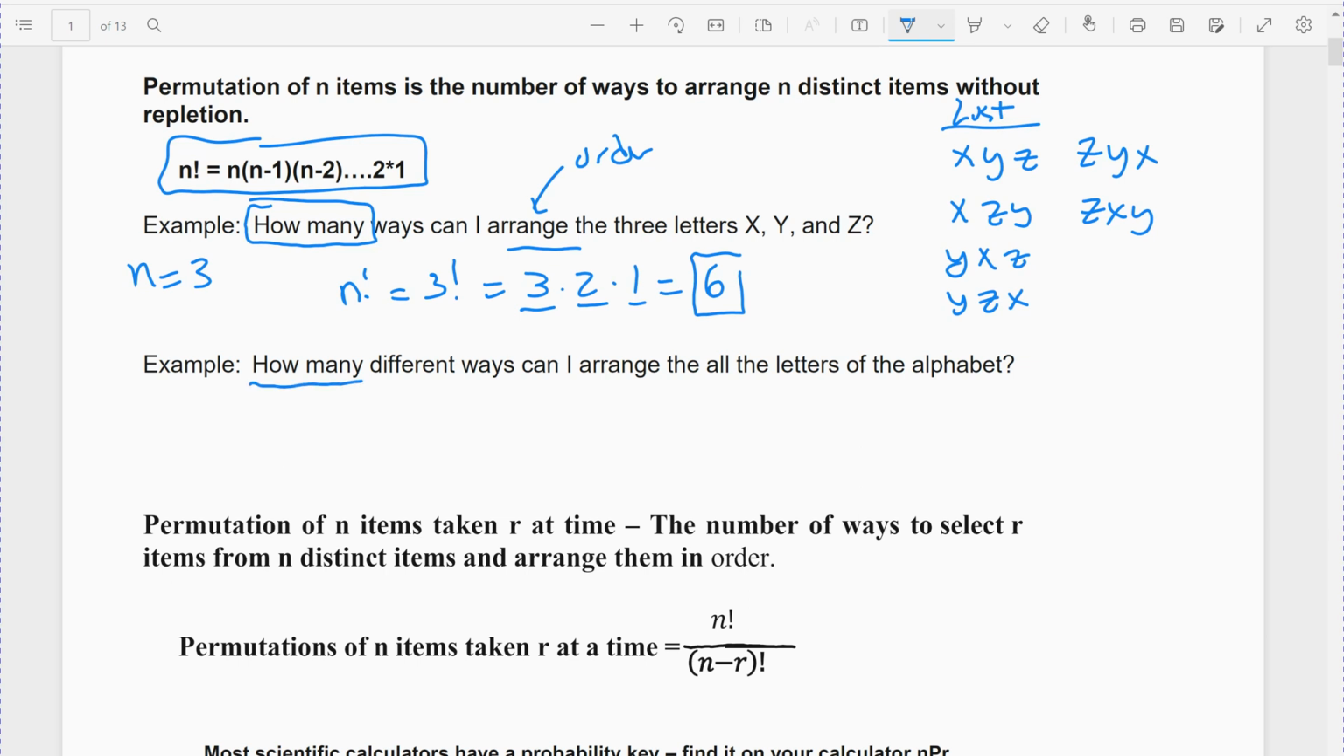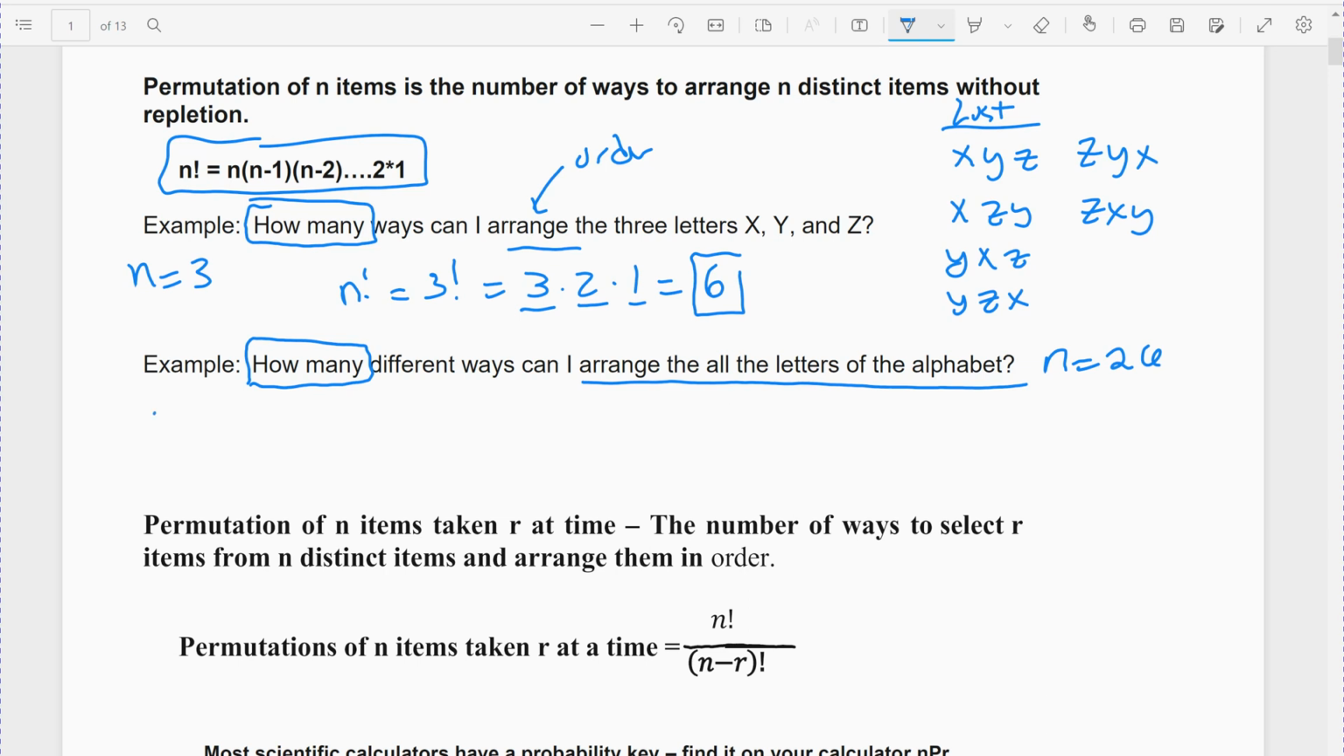Now, let's suppose we do the entire alphabet. How can I arrange all of the letters in the alphabet, which means my n now is 26. So I'm going to take all 26 letters and figure out how many different ways I can rearrange them. How many different groups of 26 will I get? And remember, all it has to do is change one order, and you've got a different group. So if you go B, A, C, D, F, G, all the way down to Z, that's a different order. Or if you switch Z and Y, that's a different order. And so this is going to be a very large set.